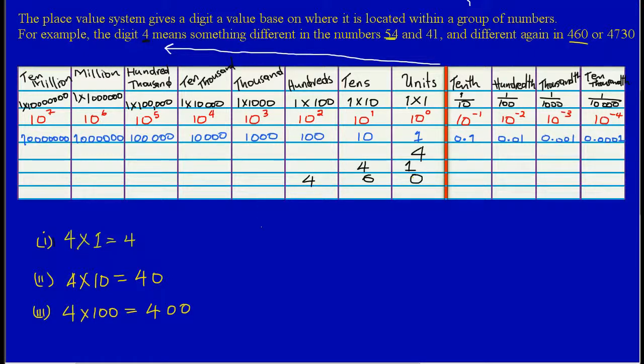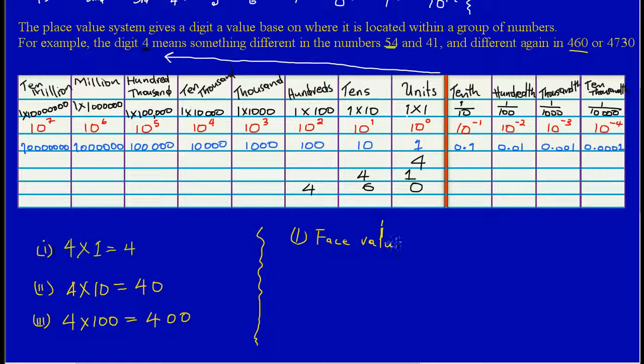So to sum it up quickly, let me do a quick summary here. A digit has 3 values. Number 1, it has a face value. When you look at the digit, what you're seeing is called the face value. For example, when you look at a person, you see their face. So when I look at the 4, the face value of 4 was 4.